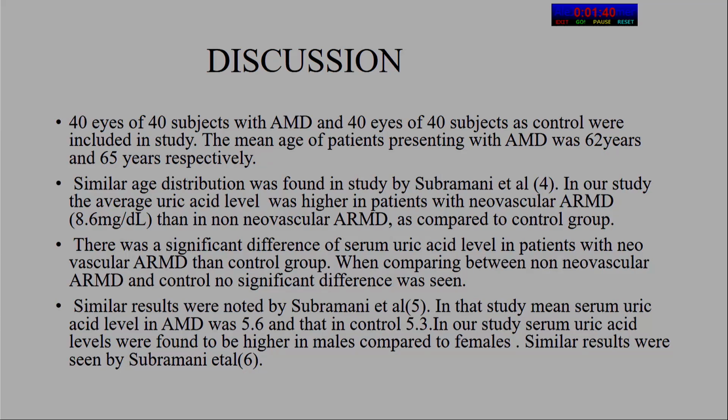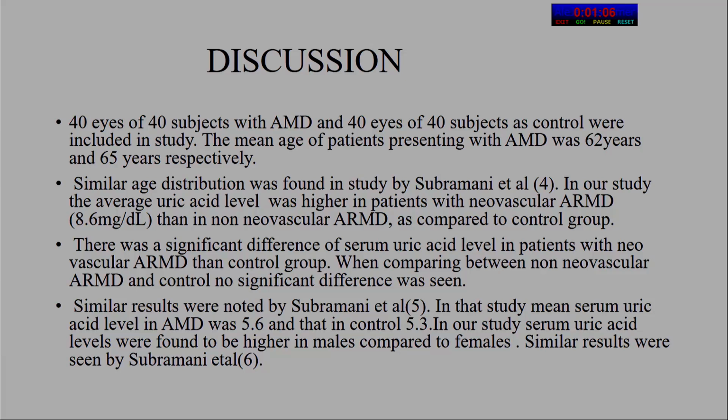Discussion: 40 eyes of 40 subjects with age-related macular degeneration and 40 eyes of 40 subjects as controls were included in the study. The mean age of the patients with age-related macular degeneration and the controls was 62 years and 65 years respectively. Similar age distribution was found in the study by Subramani et al. In our study, the average uric acid level was higher in the patients with neovascular age-related macular degeneration, which was 8.6 milligrams per deciliter, than in non-neovascular age-related macular degeneration and the control group.